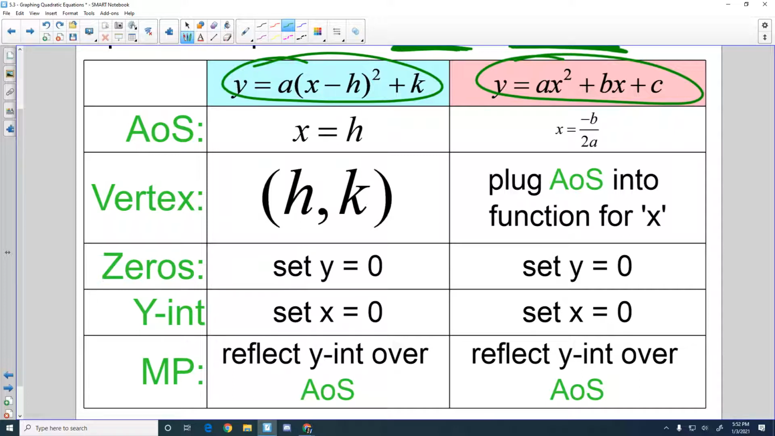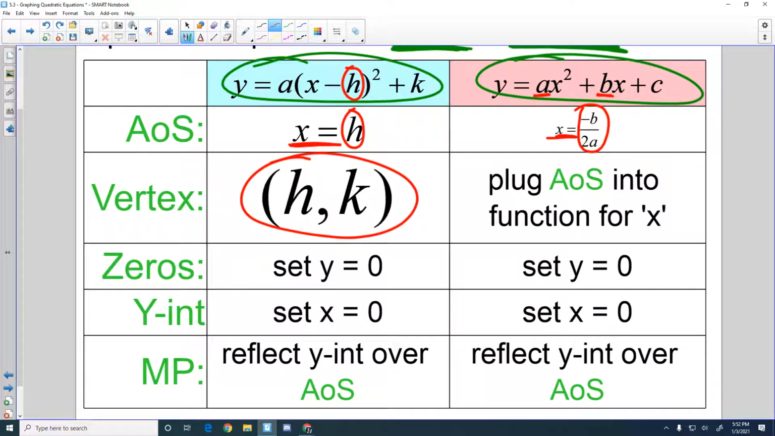The axis of symmetry in vertex form, it's x equals, that's always the way that you write it, x equals, because it's a line. In vertex form, it's easy, that's just h, right? It's whatever you're adding or subtracting. But in standard form, you have to do this little calculation, negative b over 2a. So you take whatever b is, you flip the sign, and you divide it by 2 times whatever a is. That's that leading coefficient.